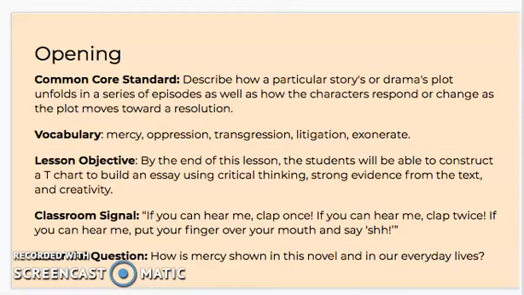The lesson objective is, by the end of the lesson, the students will be able to construct a T-chart to build an essay using critical thinking, strong evidence from the text, and creativity.